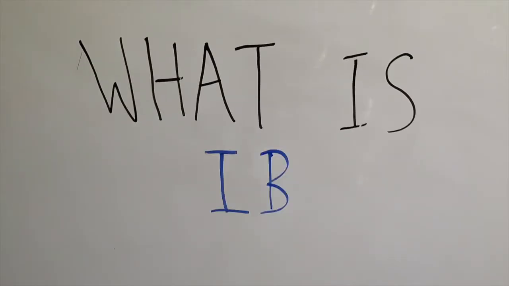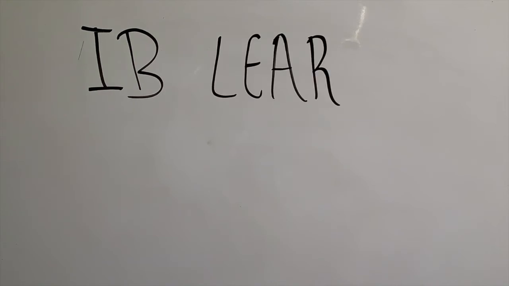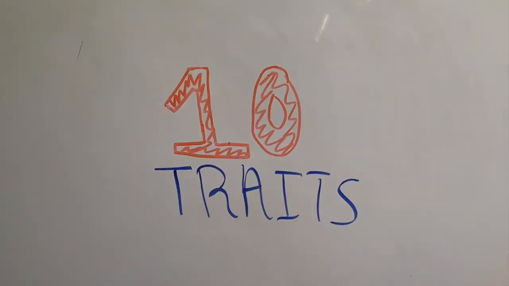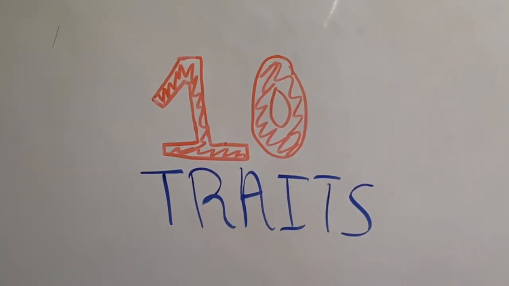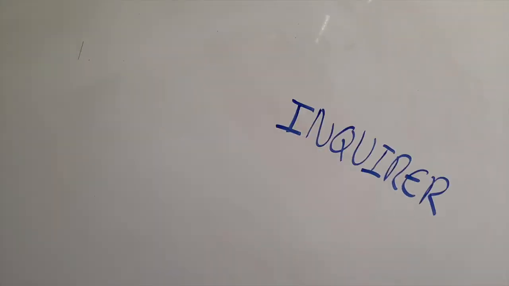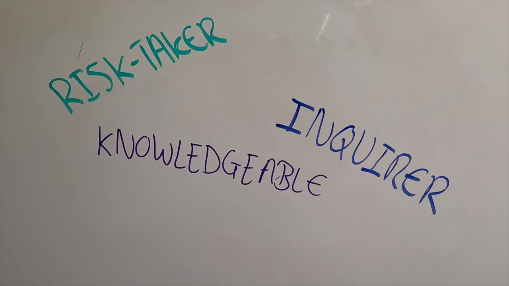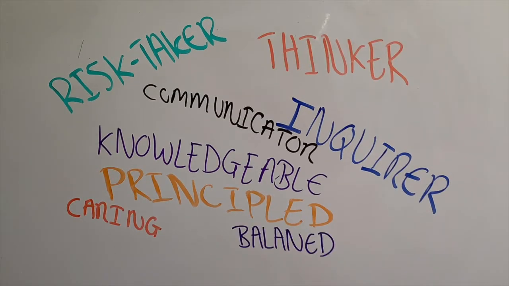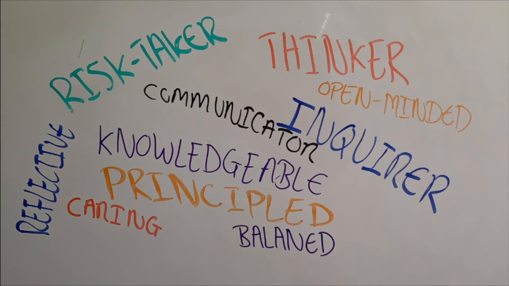So what is IB? The IB curriculum is based off of the IB Learner Profile. The IB Learner Profile consists of 10 traits that you will develop throughout your coursework, including being an inquirer, knowledgeable, risk-taker, principled, thinker, communicator, caring, balanced, open-minded, and reflective.